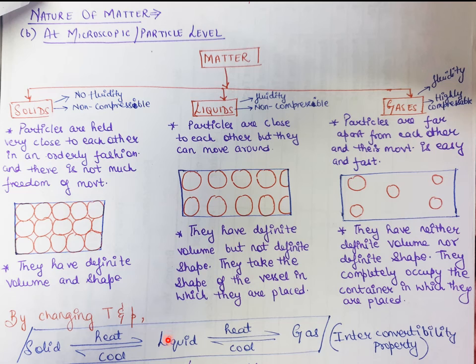and do the process of cooling, so that the gas can be changed into liquid. Similarly, if I want to change my liquid state into a solid state, again I have to decrease the temperature, increase the pressure, so that my liquid particles come close to each other and get converted into the solid state. So all three states of matter are quite interconvertible into each other on changing the temperature and pressure.